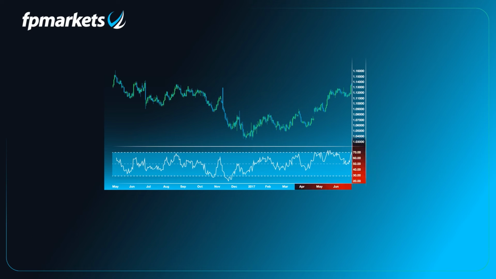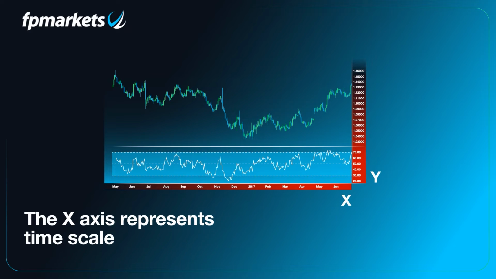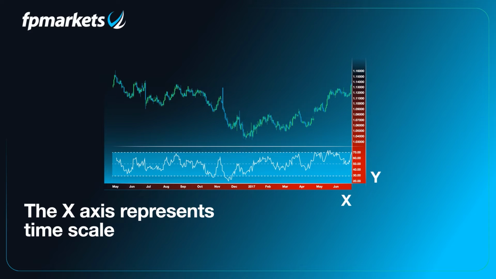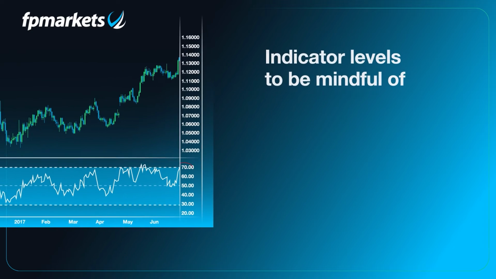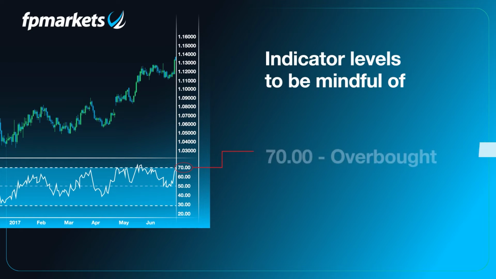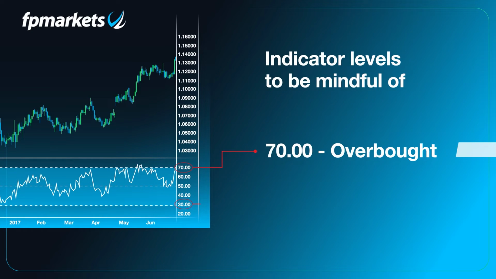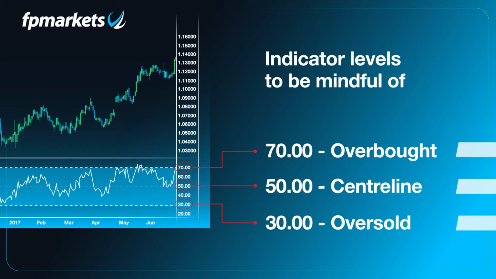The basic framework of the indicator, as you can see, consists of an x-axis, which represents timescale, and a y-axis, signifying the magnitude or distance the indicator has moved. Indicator levels to be mindful of are 70, the overbought or overvalued level, 30, the oversold or undervalued trigger, and 50, the center line of the indicator.